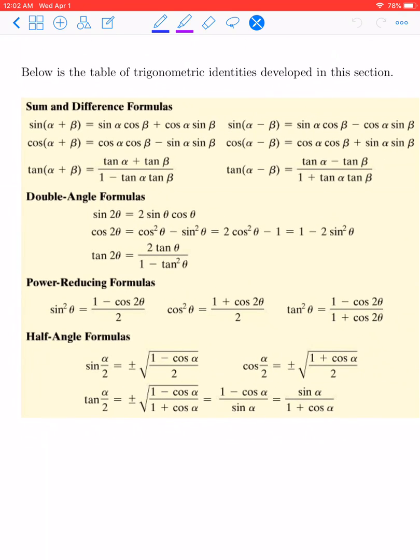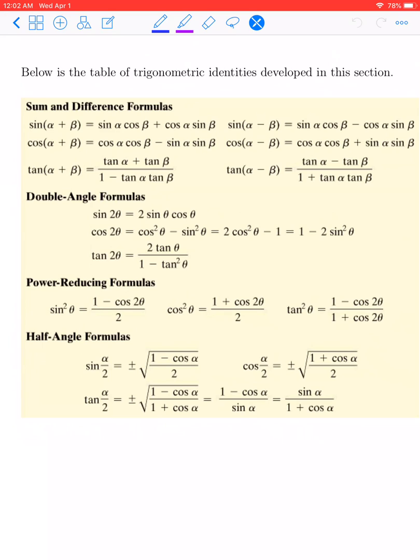So just to kind of highlight some of the formulas that we've come across up to this point, we've looked at sum and difference formulas for both sine, cosine, and the tangent. We've seen the double angle formulas for sine, cosine, and tangent of 2 theta, keeping in mind that when it comes to the cosine of 2 theta, we have 3 different versions we can use. Cosine of 2 theta is equal to cosine squared theta minus sine squared theta, or it's equal to 2 cosine squared theta minus 1, or it's even equal to 1 minus 2 sine squared theta.